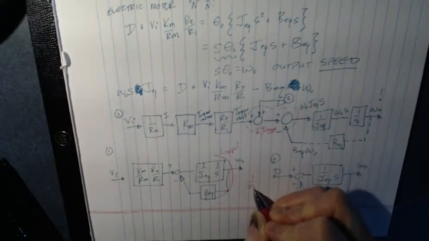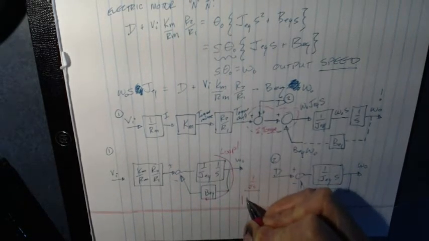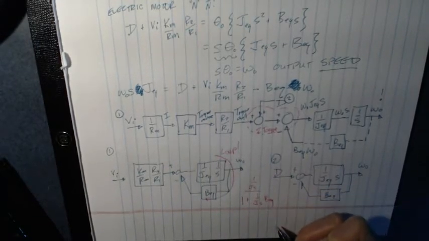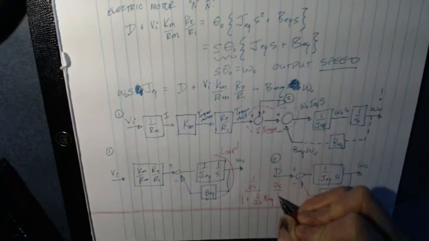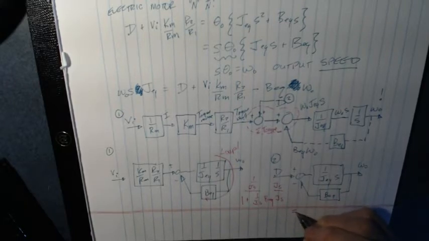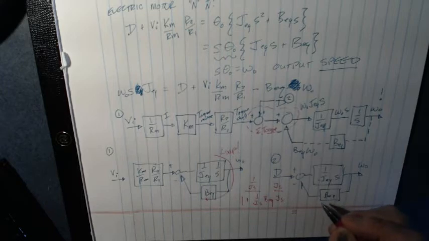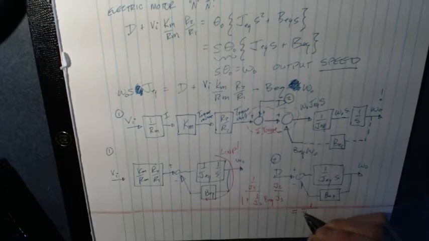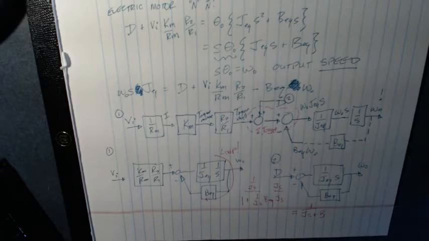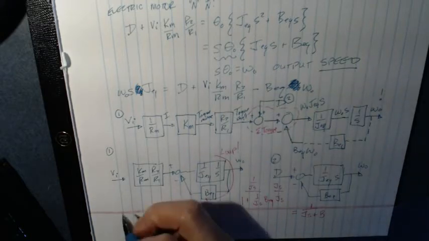It's 1 over Js, the feed forward, divided by 1 plus the feed forward times the feedback, and I'm going to clear that fraction to get an equivalent transfer function for both of these loops. The equivalent transfer function is going to be 1 over JS plus B. So I can just replace those by 1 over JS plus B. So what that allows me to do then, if I want to, I can look at what this is.